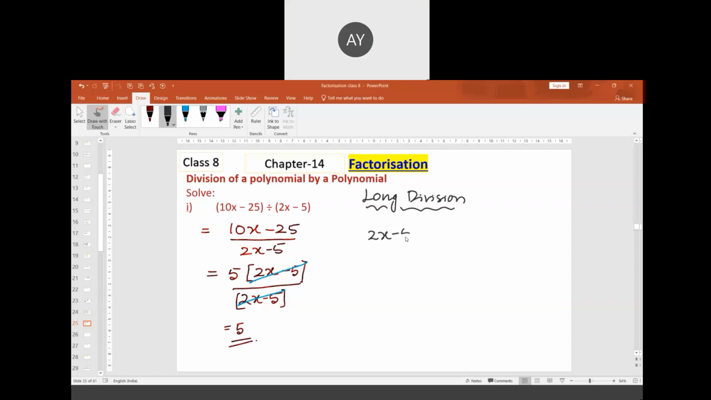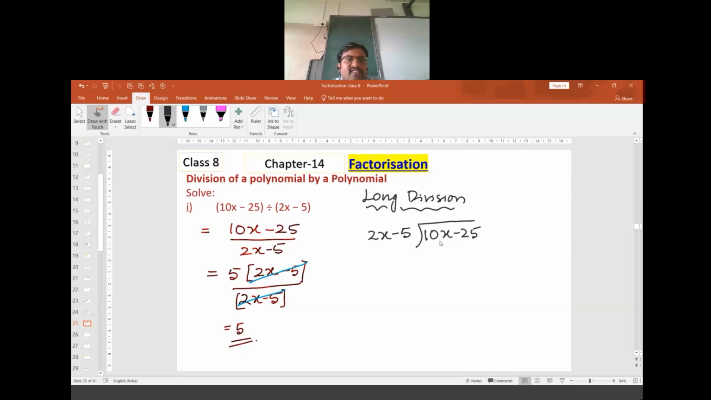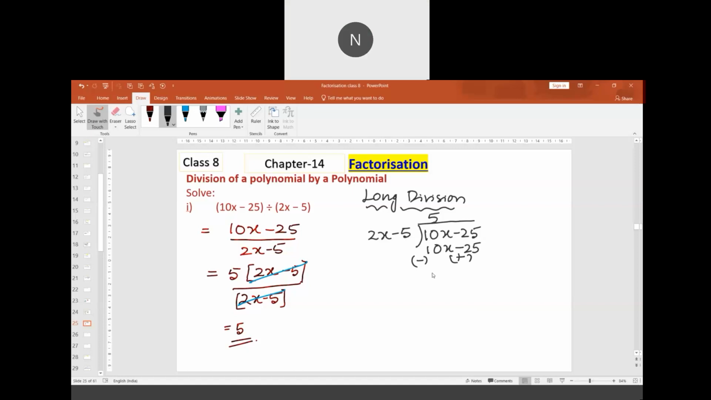Divisor is 2x minus 5 and the dividend is 10x minus 25. 10x minus 25 is a larger number. To obtain the first 10x, I need to multiply by 5. This is logic. 5 multiplied to 2x gives 10x. 5 multiplied to minus 5 is minus 25. In the division, we have to change the sign and add them. 25 added to minus 25 is 0, and 10x minus 10x get cancelled. The result is 0. So it means that the quotient is 5.